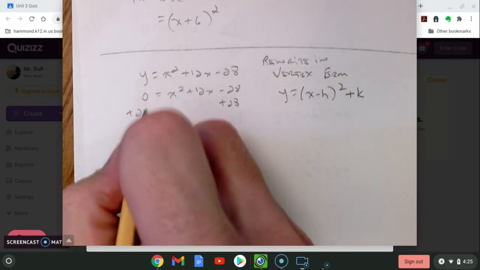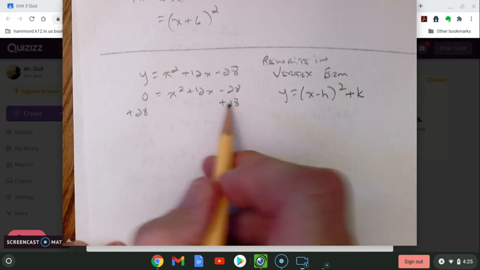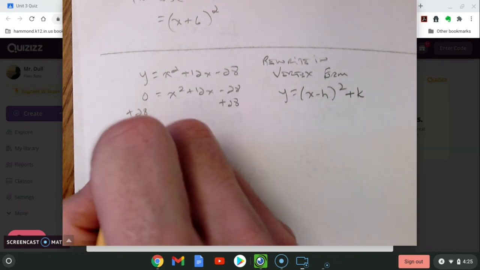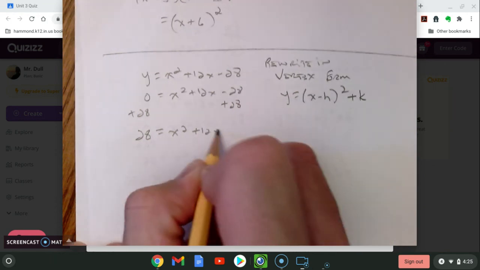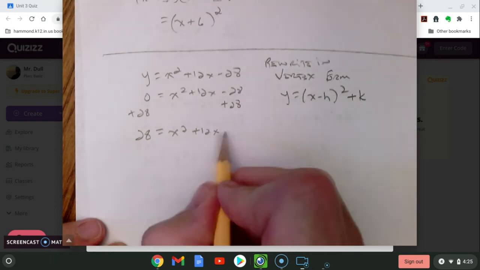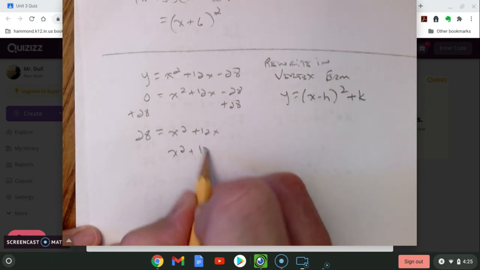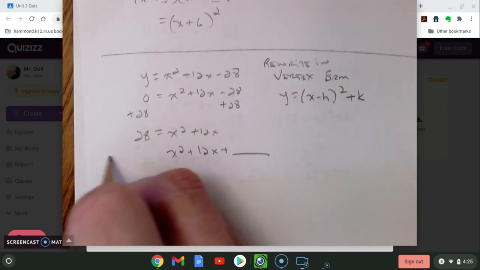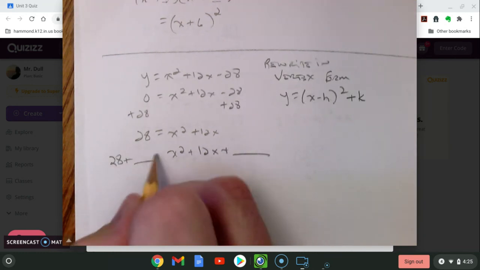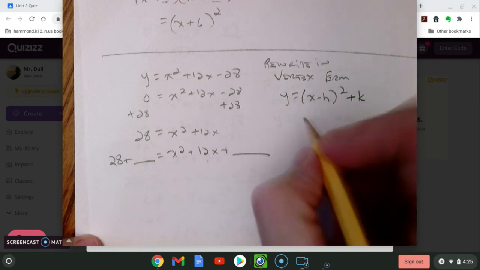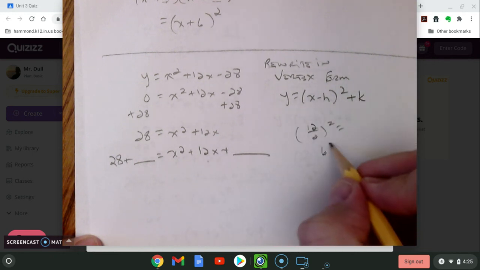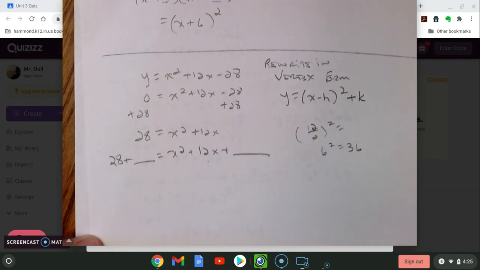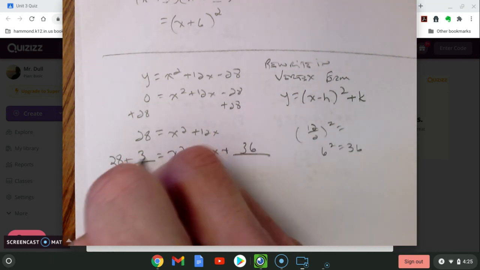I know this looks a little bit backwards, but it's much easier to move just the 28 over to the left-hand side for our purposes. So 28 equals x squared plus 12x. Well, I need to add something here and here. What makes this a perfect square? 12 divided by 2 and square that. 12 divided by 2 is 6. 6 squared is 36. That's the example that we had way back at the beginning, in our quizzes. So this is going to be 36, and this is going to be 36.